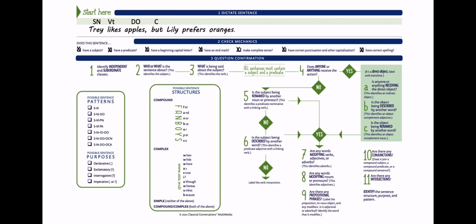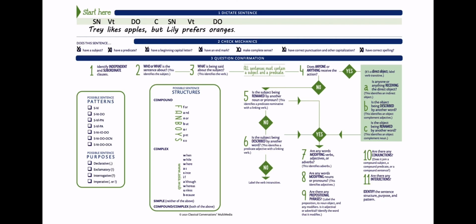If we circle back to the second independent clause to complete question confirmation, we would follow the same question path again. In doing this, we would find that the second clause also follows the SVT-DO pattern.